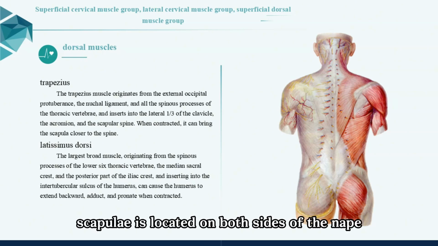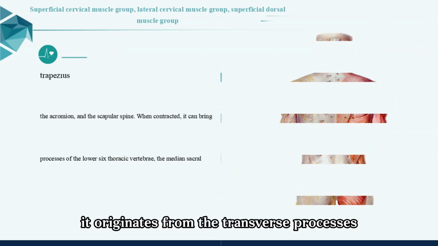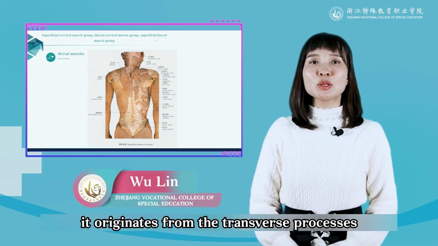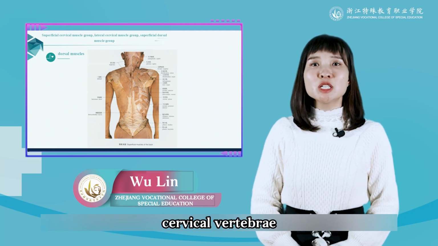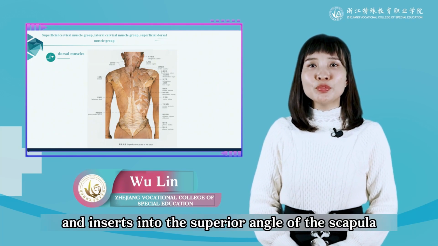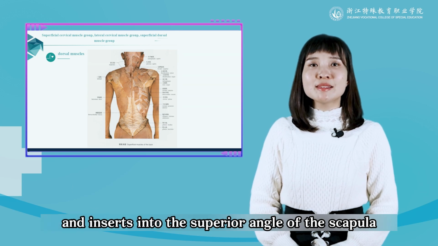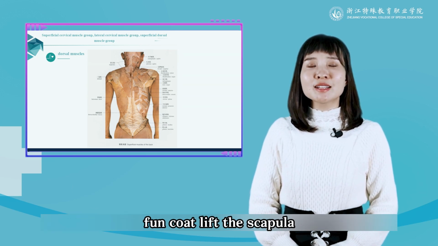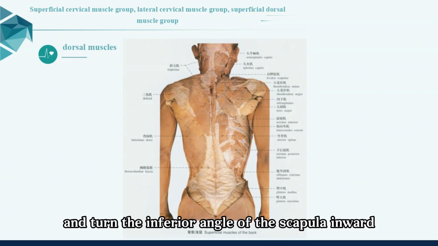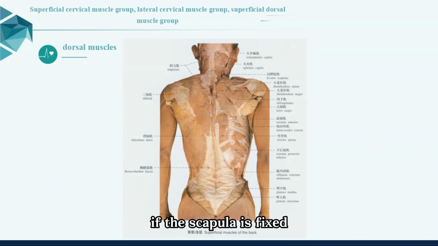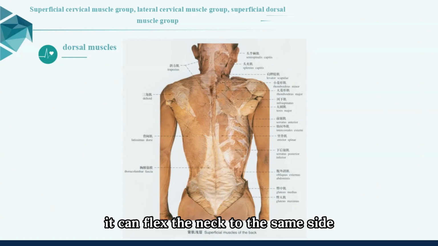The levator scapulae is located on both sides of the nape, deep to the trapezius. It originates from the transverse processes of the upper four cervical vertebrae and inserts into the superior angle of the scapula. Function: lift the scapula and turn the inferior angle of the scapula inward. If the scapula is fixed, it can flex the neck to the same side.